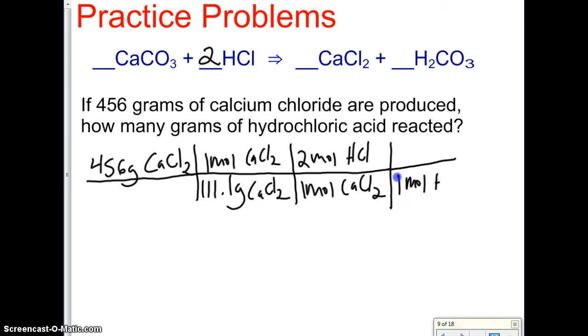So for every 1 mole of HCl, we end up having 36.5 grams HCl. So now we do our math. 456 divided by 111.1 times 2, and then times 36.5. So with proper sig figs of 3, and this one actually does not work out to proper sig figs, it's roughly about 300 grams HCl. You'd have to put that in scientific notation to get the amount of sig figs you need. But that is it for now. We'll look at limiting reactants in just a minute.